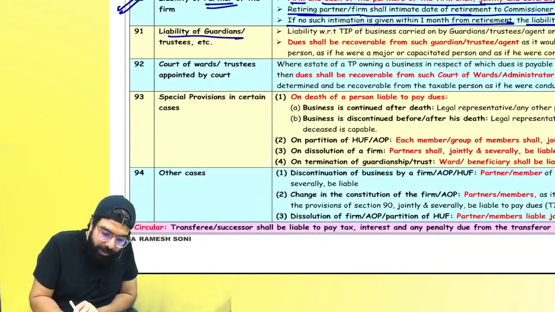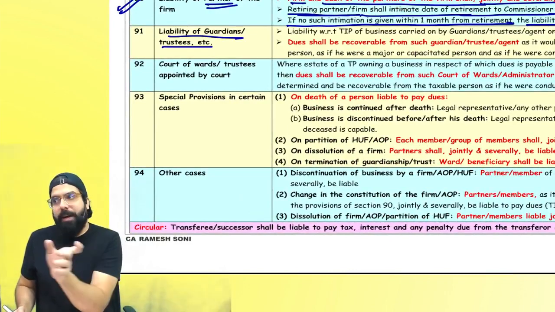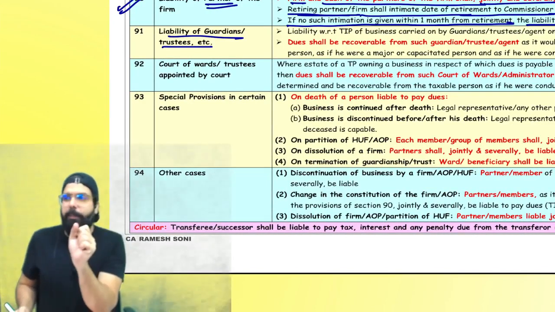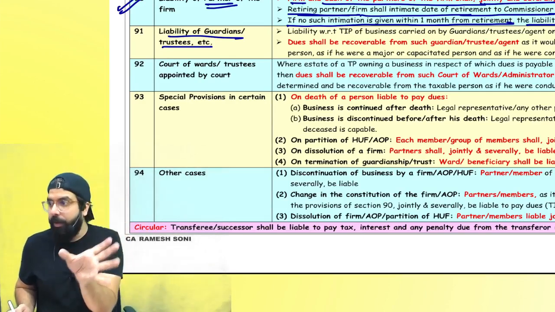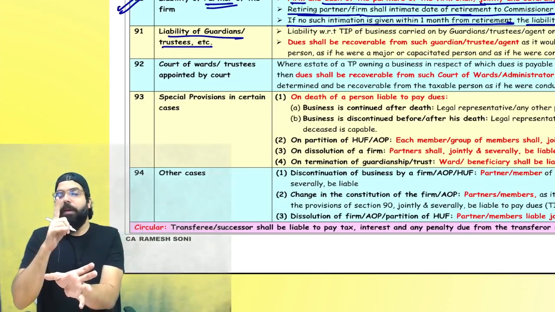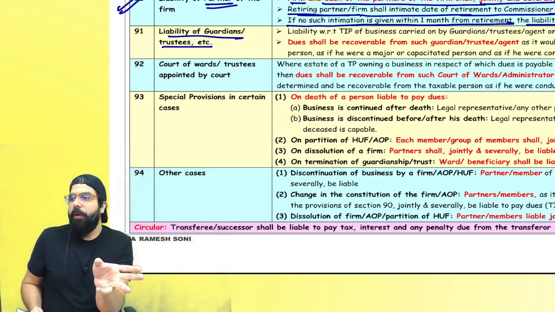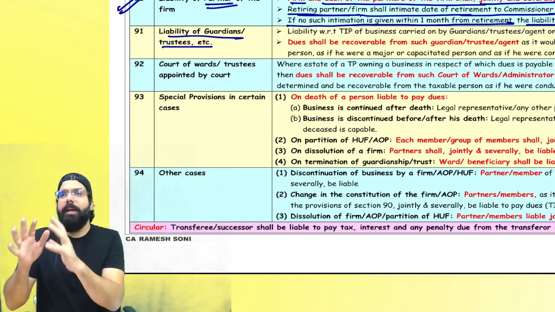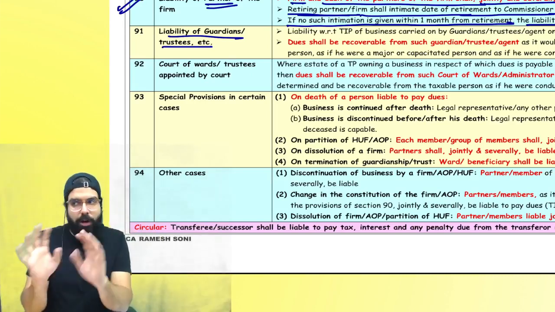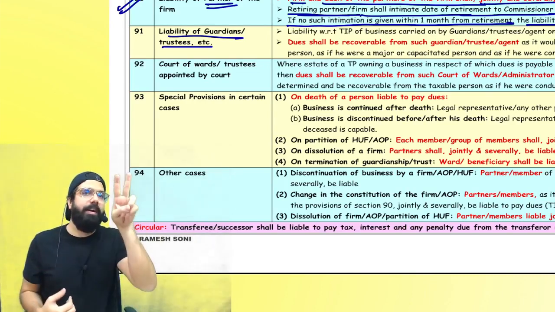Let's go ahead. Everyone, guardian or trustee. You know what happened? A minor is there or an incapacitated person is there. Might be a minor, a child who is not 18, or an incapacitated person who is not able to work in his full capacity. In those cases, the court will appoint one guardian or one trustee. Now this guardian or trustee will go ahead and carry the business on behalf of the minor or incapacitated person. So for example, some business is there in the name of the incapacitated person or the minor. That business is not being carried out by the minor. Who will carry it out? The guardian, or any trustee who has been appointed.